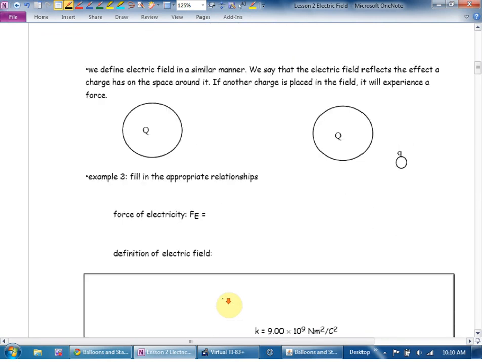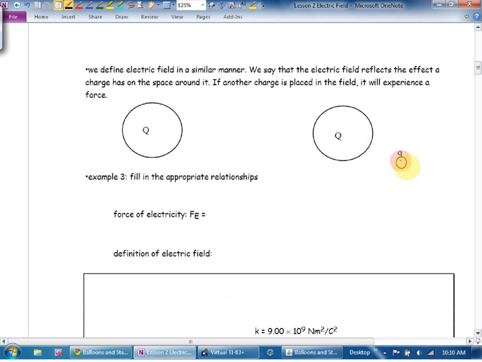We're going to define electric field in a similar manner. We say that the electric field reflects the effect that a charge has on the space around it. As soon as you put a charge anywhere in the universe, it's sending out an invisible electric field in all directions. And if you place another charge in that field, it will experience a force.